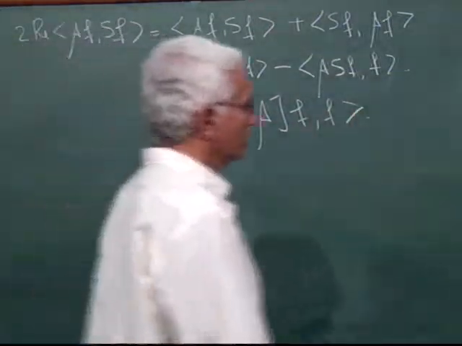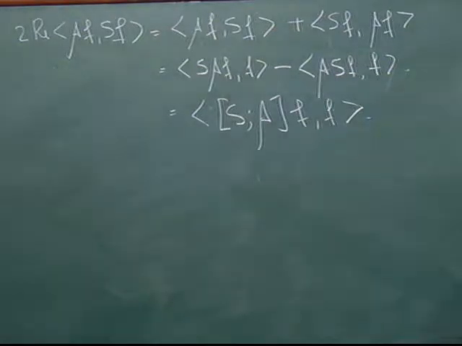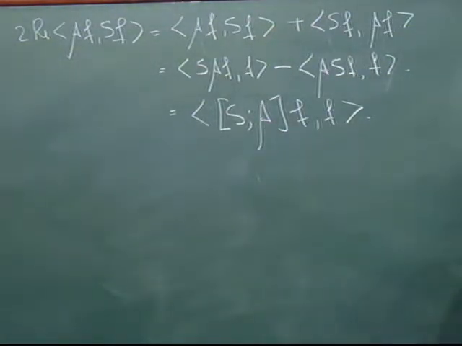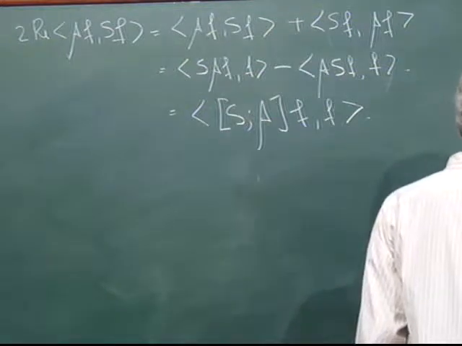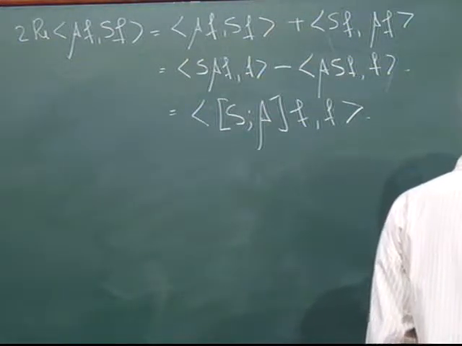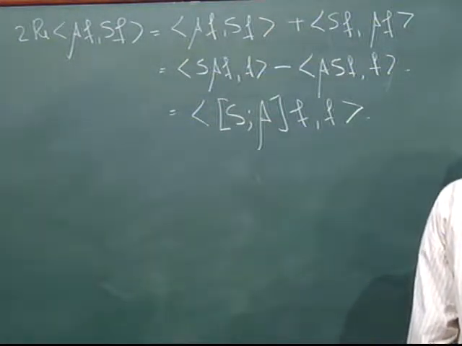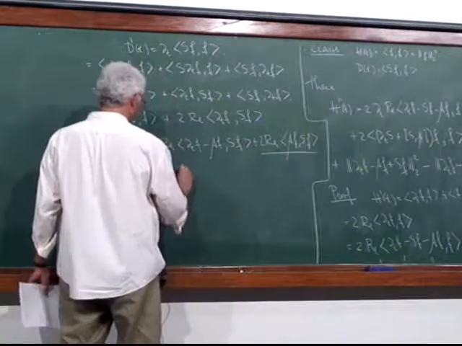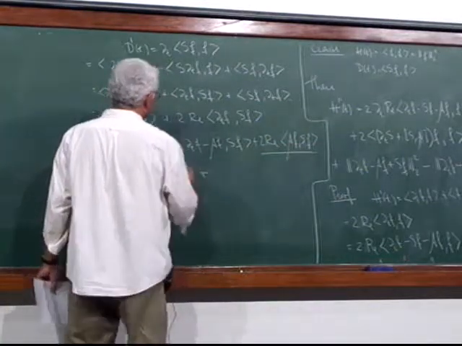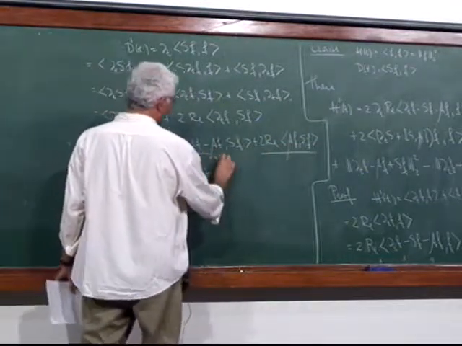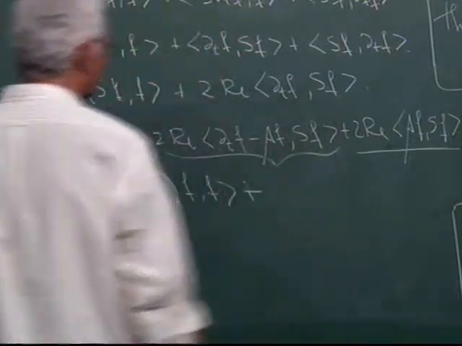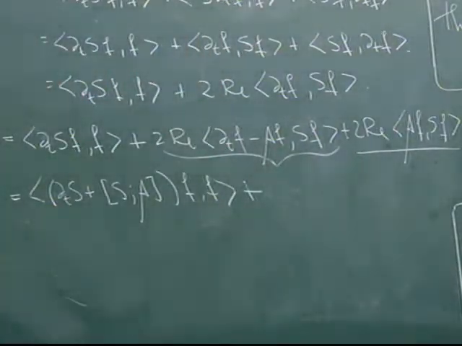Okay? Then all this is equal. This goes with this. Then this is st of s plus the commutator, all this applied to f. Then you have this term and this term together, plus twice the real part of this, right? Okay.